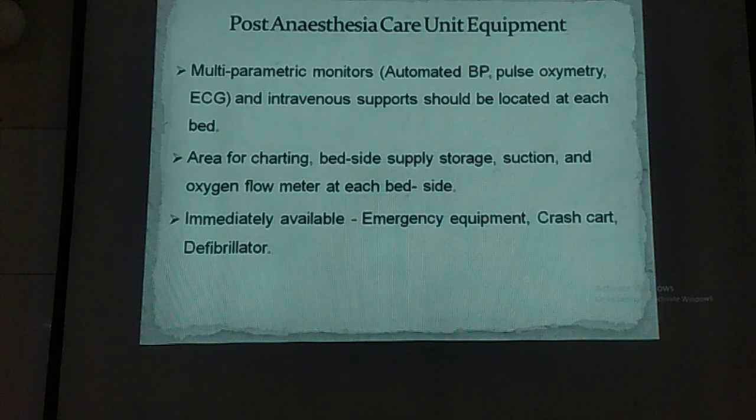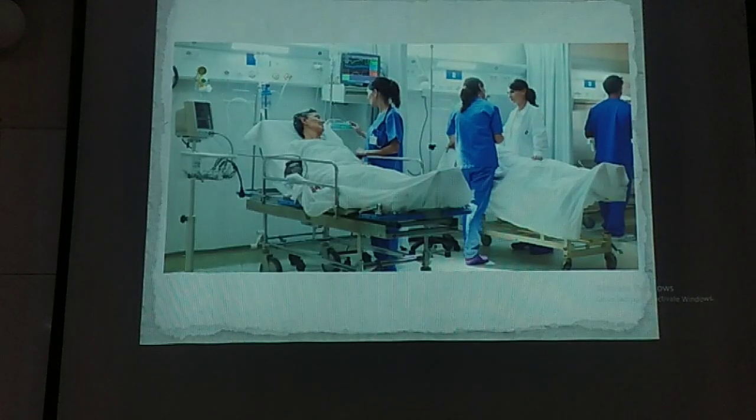Post-anesthesia care unit equipment: multiparametric monitors, automated BP, pulse oximetry, ECG, and intravenous support should be located at each bed. Area for charting, bedside supply storage, suction and oxygen flow meter at each bed. Immediately available emergency equipment: defibrillator, crash cart. This is an image of ideal post-anesthesia care unit equipment and staffing.